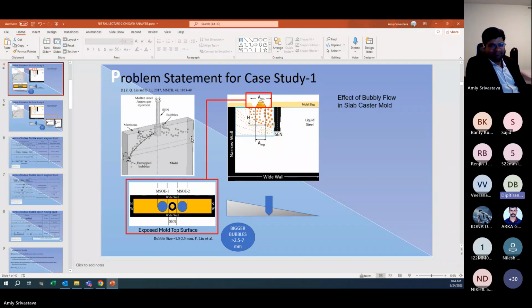Sir, is bubble size also responsible for this or not? Bubble size for nitrogen pickup, I have to think about it. I don't know right now. Maybe in the case of the ladle it might be, but I don't know. I haven't looked at it that way.